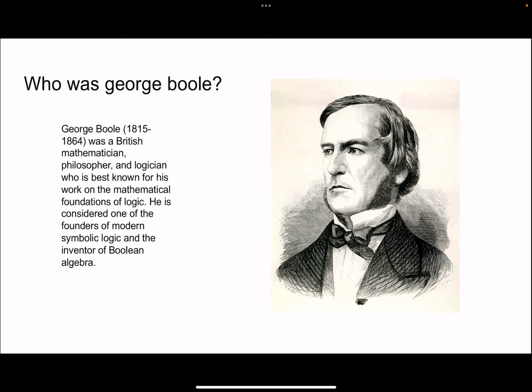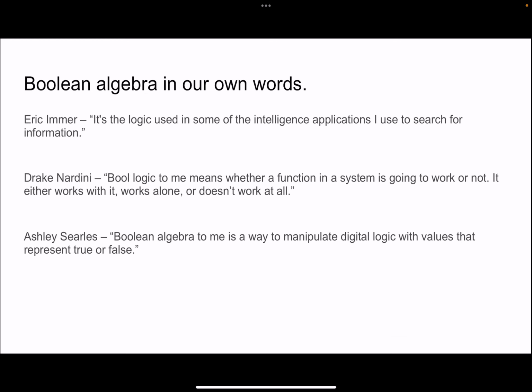George Boole was a British mathematician, philosopher, and logician who is best known for his work on the mathematical foundations of logic. He is considered one of the founders of modern symbolic logic and the inventor of Boolean algebra. He is what we know today as the person who made true or false, pretty much the binary computer.